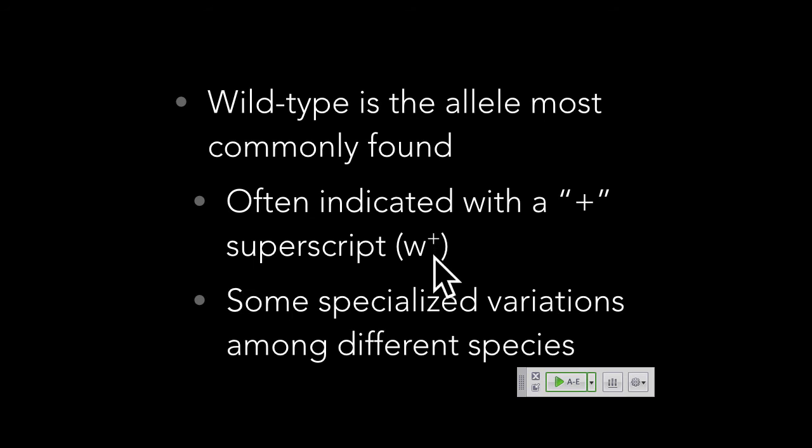Okay. But as I said, there's some specialized variations that you just have to learn depending on the particular organism you're working with. Could be E. coli, yeast, zebra fish, mice, C. elegans. There's so many model systems now.